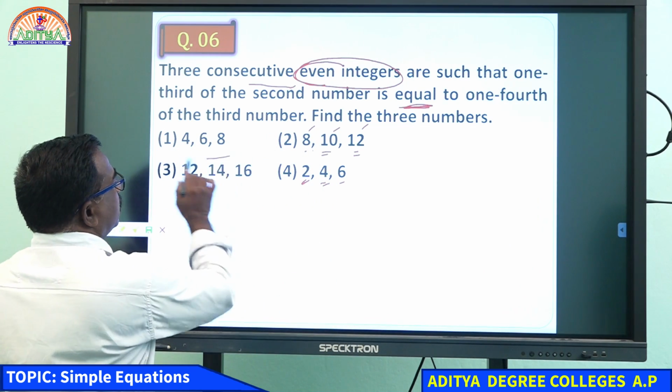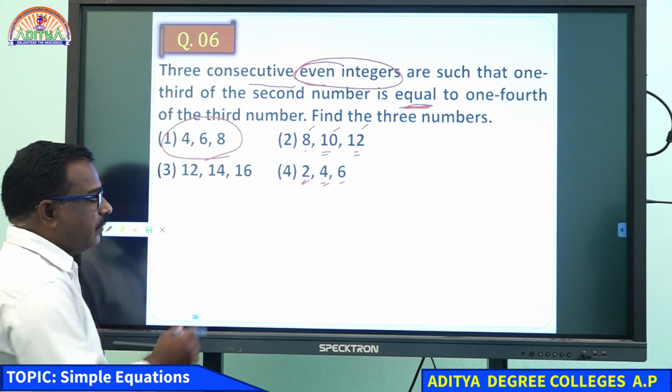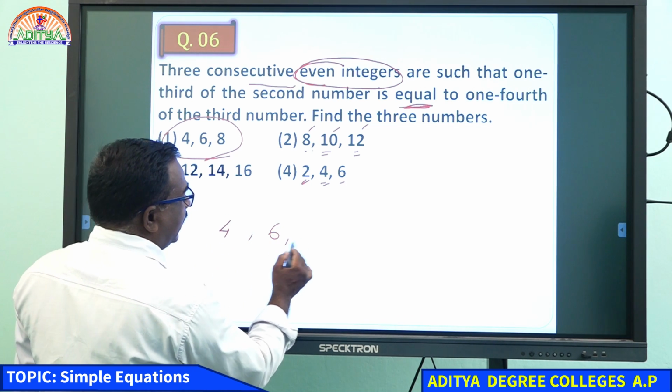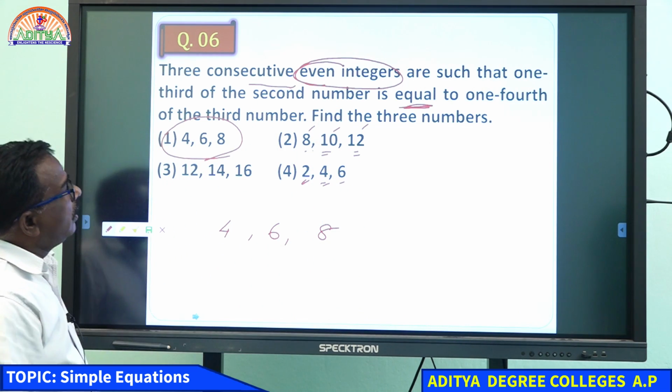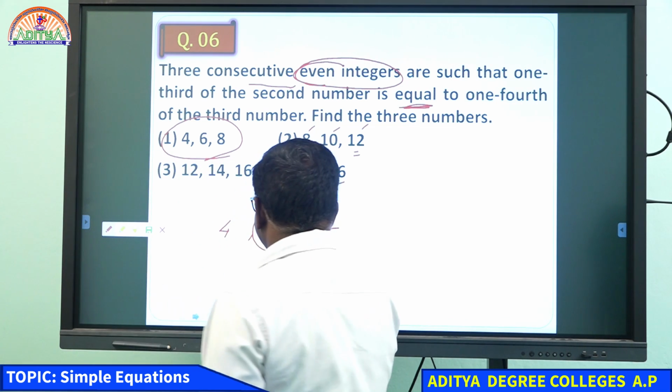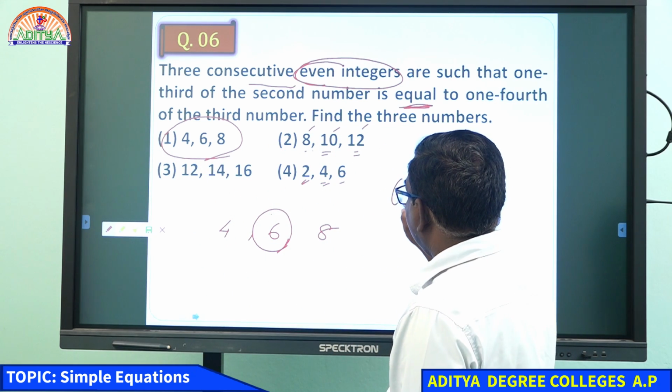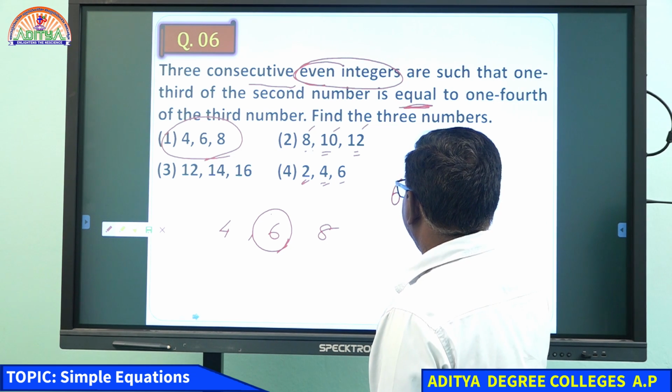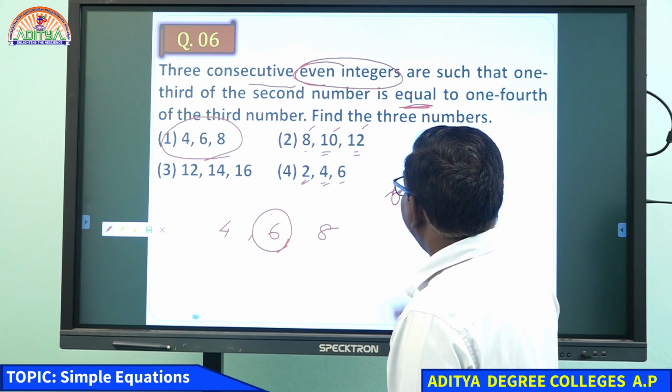So take the first option. What is the first option here? 4, 6, 8. What is our condition? 1/3 of the second number. Second number this is. 1/3 of the second number, how much do you see? 2 is equal to.